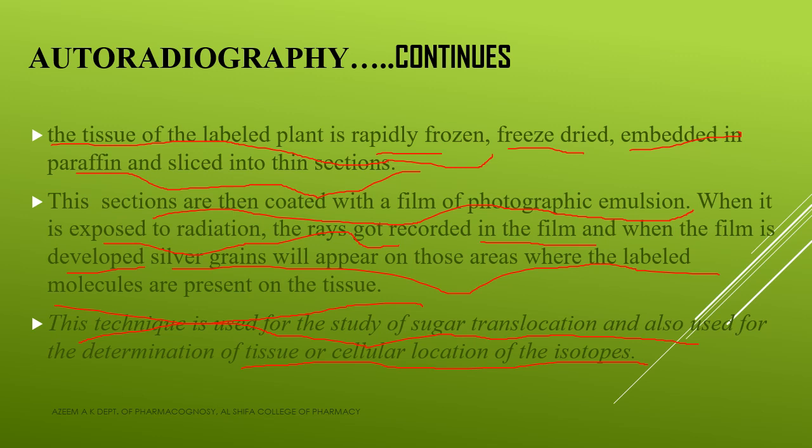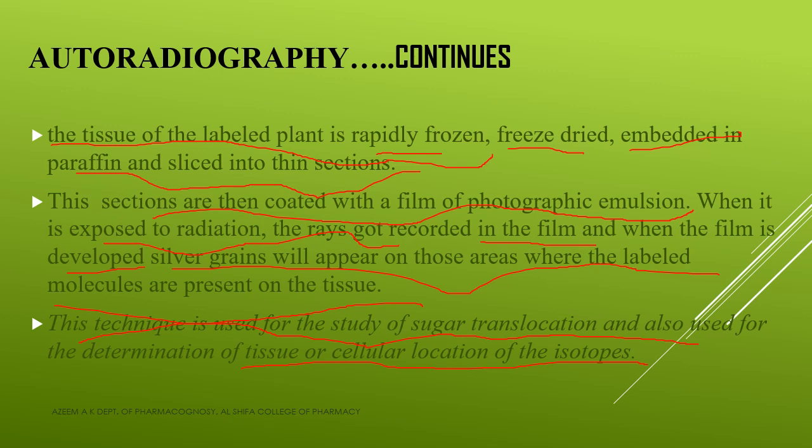In autoradiography, what happens? It is used for studying the entire morphology or histology of a leaf or any other part of a plant. So here a metabolite or a DNA is labeled, and then an X-ray or photographic plate is introduced there. Then this labeled compound has the capacity to emit radiations, and it is recorded, and that is known as the autoradiograph. Now here the tissue of the labeled plant is rapidly frozen, then freeze dried, then embedded in paraffin and sliced into thin sections.